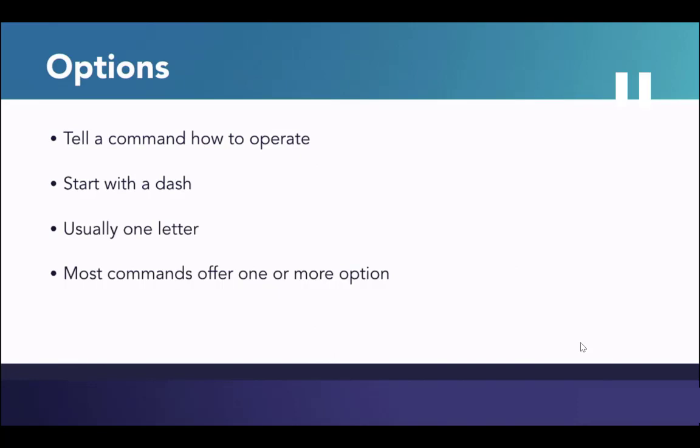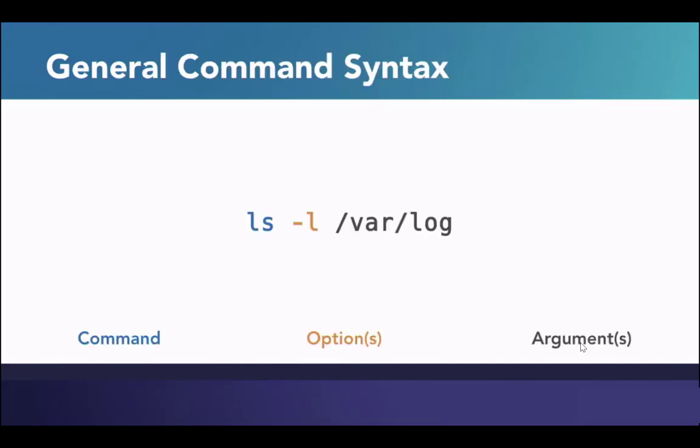Option tells a command how to operate, and options always start with a dash, usually one letter, two letters or three letters. Most commands offer one or more options. For example, I have this command ls -l /var/log. It has one option. The same command can have three options. Here -l means long listing, -a means show all the files including hidden ones, and -h means show the size in human readable form.